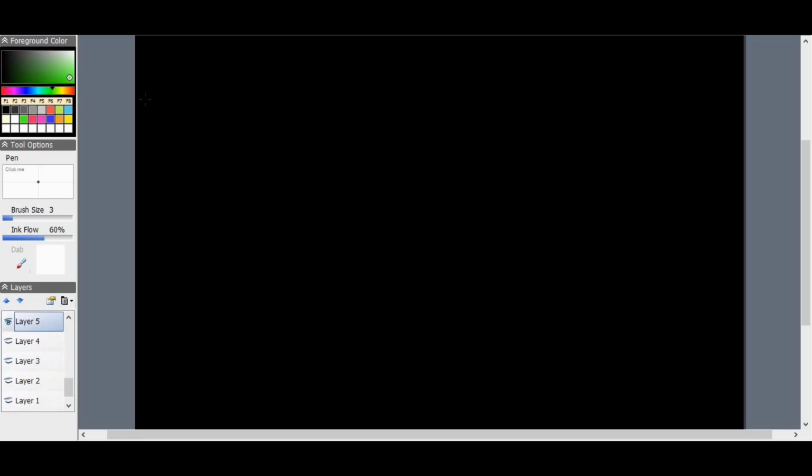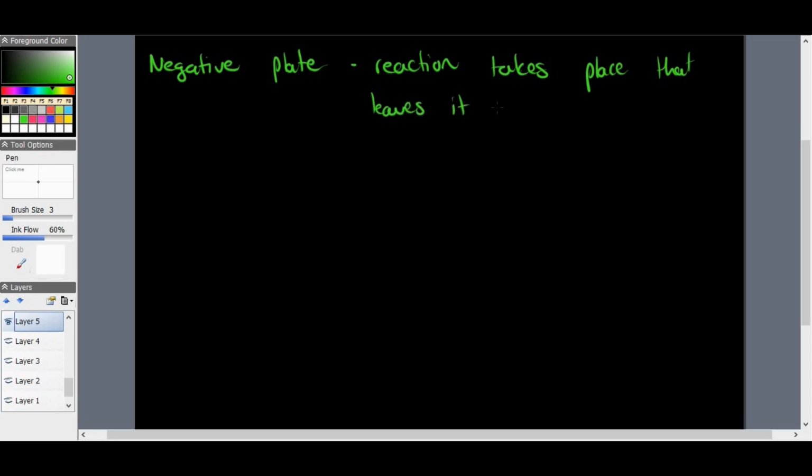The negative plate undergoes a chemical reaction that gives it excess electrons. So let's add that here. We all know that there are positive plates and negative plates, or positive sides and negative sides, on our batteries. On a negative plate or pole, the reaction takes place that leaves it with excess electrons. Now, electrons are negative.